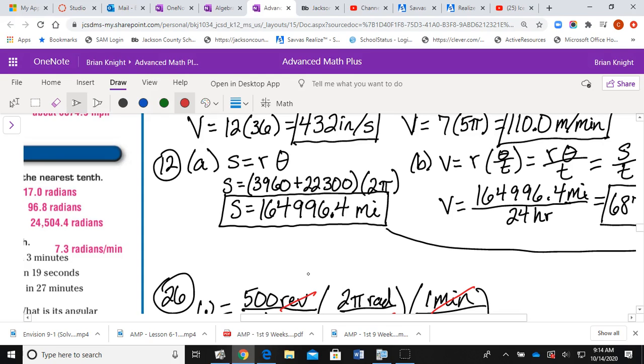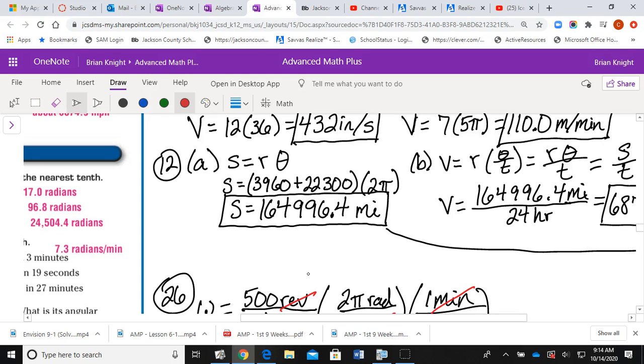geosynchronous equatorial. It says equatorial, which to me means it's going around the equator. I don't know if that's true, but that's what it seems like it means. Okay, so geosynchronous equatorial orbiting satellite. GEO. We'll just call it a GEO. Okay. Satellite orbits 22,300 miles above the equator of the Earth. It completes 1 full revolution each 24 hours. Assume Earth's radius is 3,960 miles.